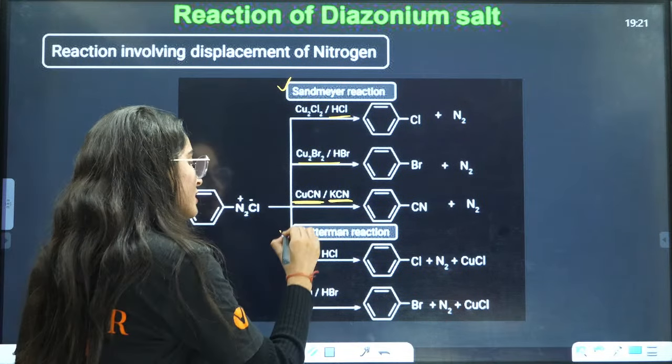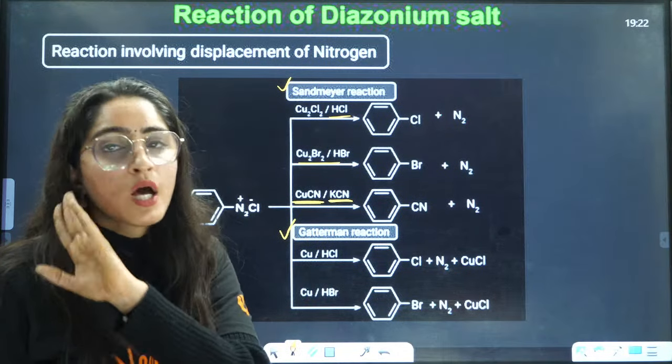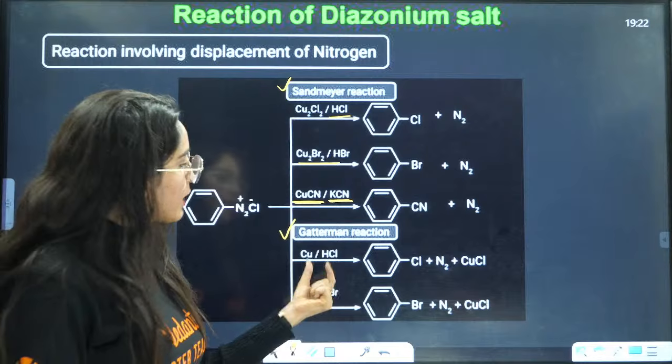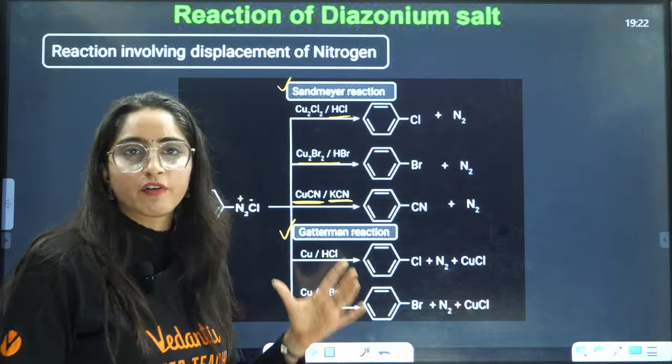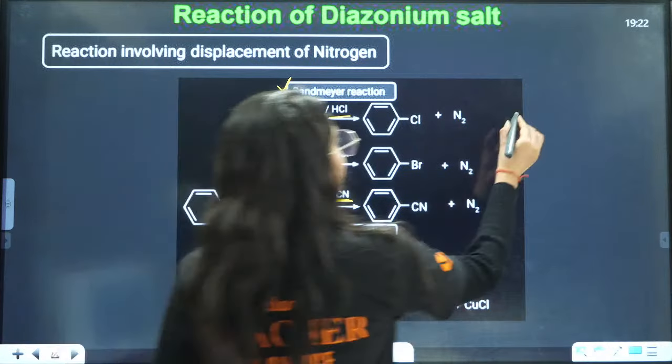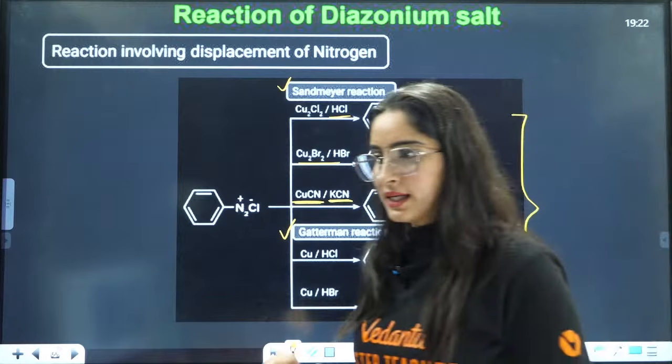Now, what is Gattermann reaction? If you have copper powder instead of copper salt, in presence of HCl it will become chlorobenzene, in presence of HBr it will become bromobenzene. These are all the reactions that we have done in haloalkanes and haloarenes as well.